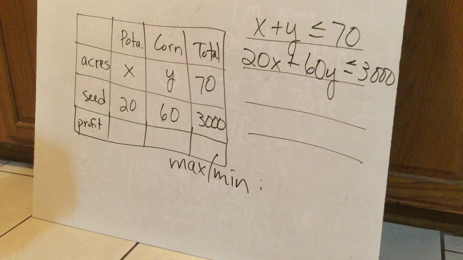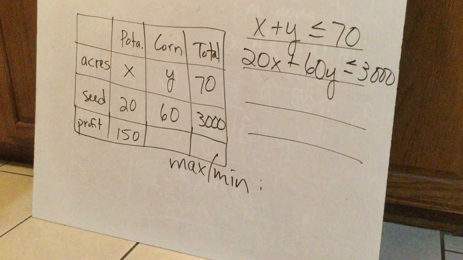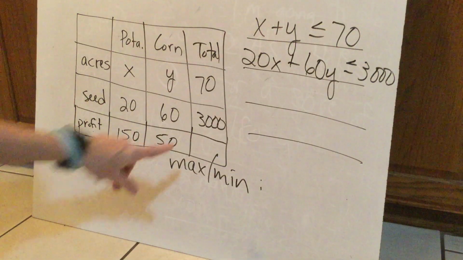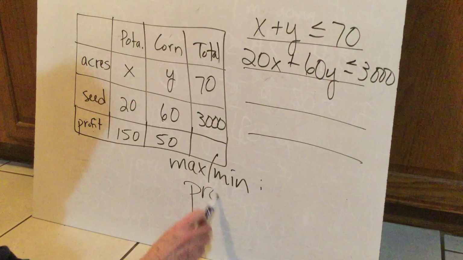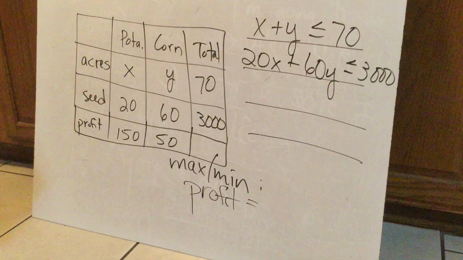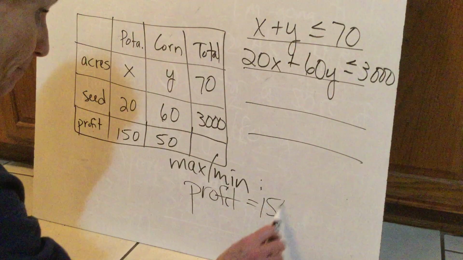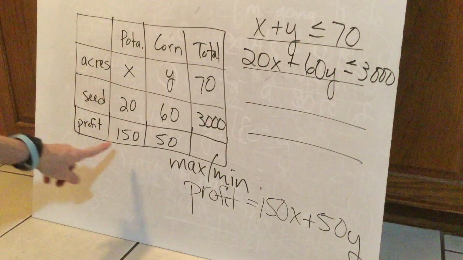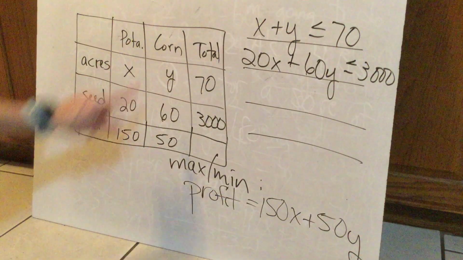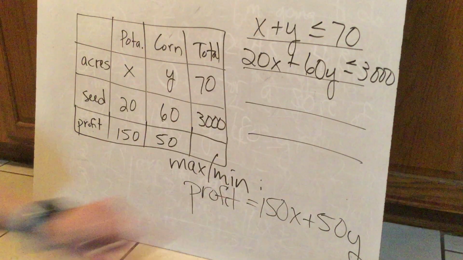Now, what's my profit? Potatoes is $150 and corn is $50. I do not know what my total profit is. That's what I'm trying to figure out. But I do know that I want to maximize my profit, like all good business people want to do, and that would be 150x plus 50y. Every x is worth 150 and every y is worth 50 in terms of profit. That's what I want to make as big as I possibly can.